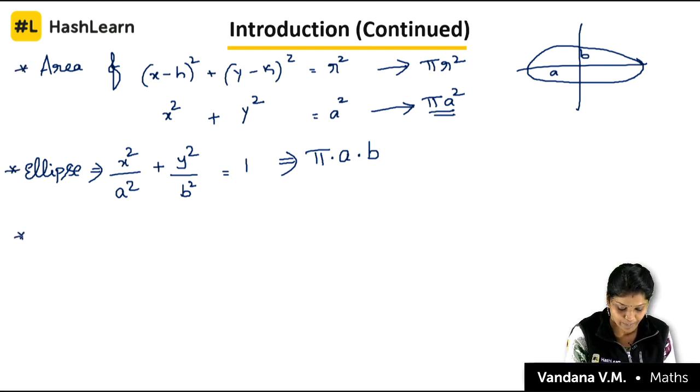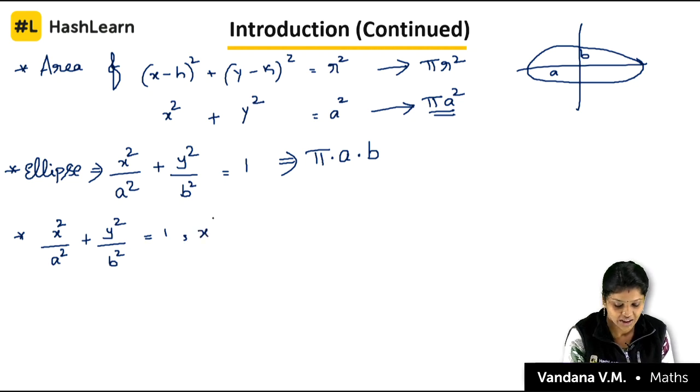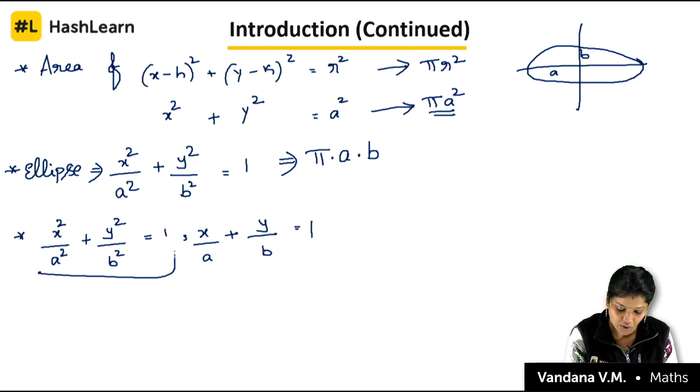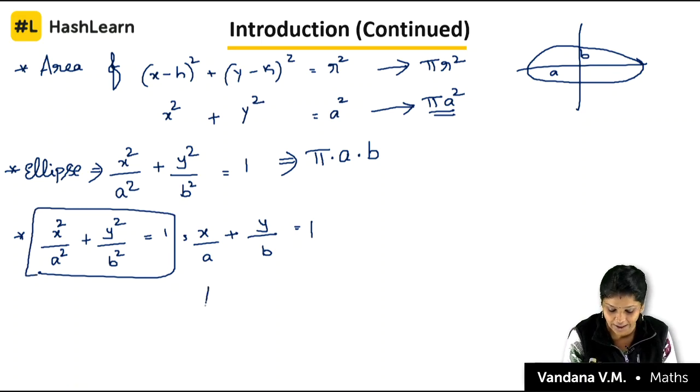And one more important thing is, if you have an equation of an ellipse like x square by a square plus y square by b square is equal to 1. I think Shivarajan asked, ma'am, how to remember x by a plus y by b. The smallest region bounded by this. What is this, children? This is ellipse.